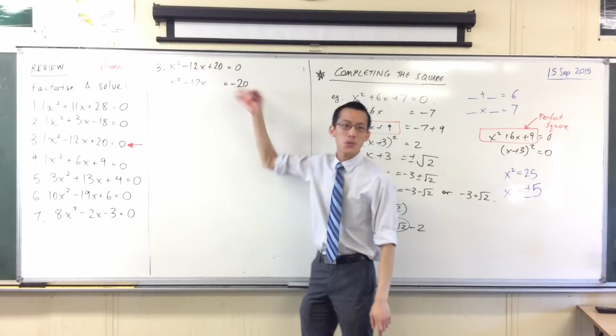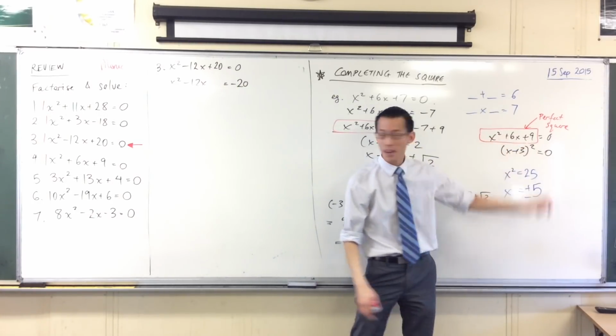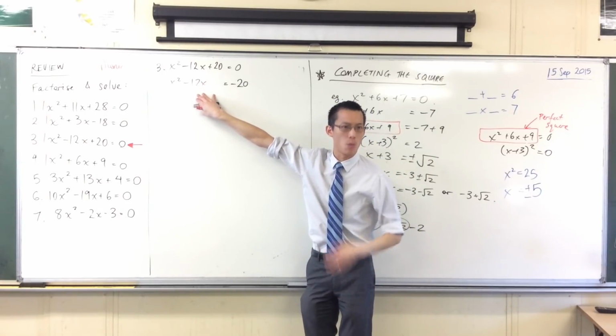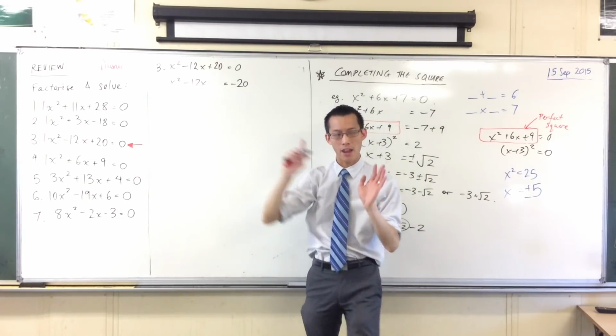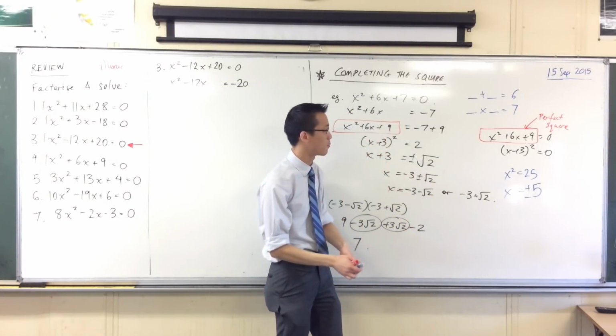The question is, what do I add to both sides here that will give me, like I have here, a perfect square on the left? Okay, what number do I add? And to help you recognize what number you add, I'm going to call you back over to this example because we did it before, right?